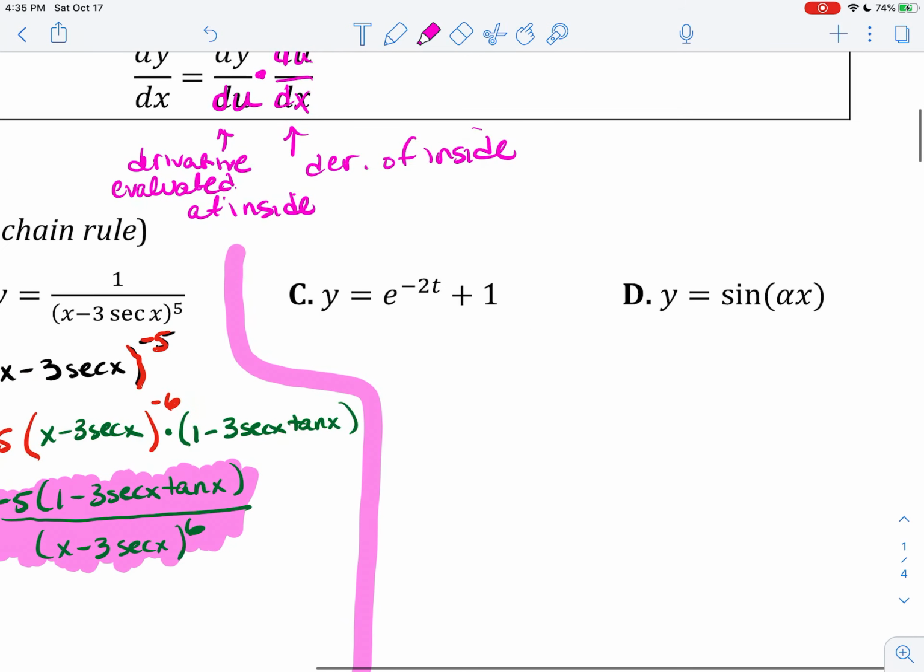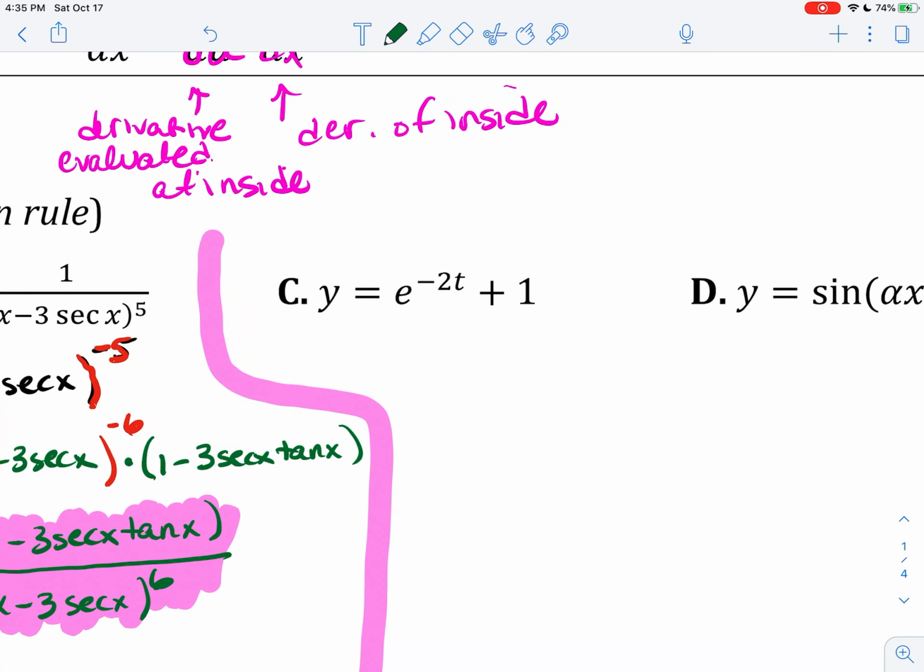I have e to the negative 2t and then another term plus 1. So we're going to be using the algebra of derivatives. The derivative of a sum is the sum of the derivatives, but we also see that one of the terms is a composition of functions. So I see an outside function of e to the minus 2t, right?